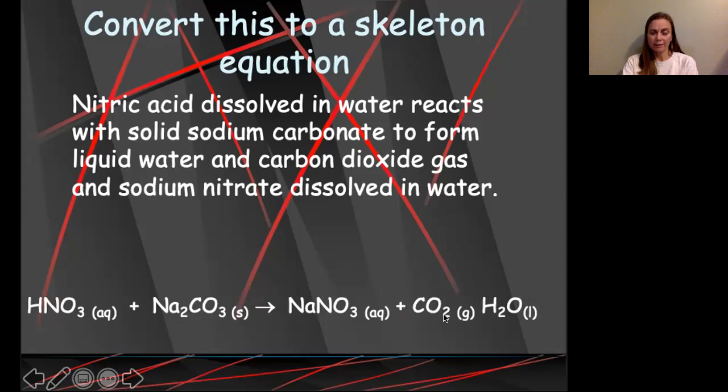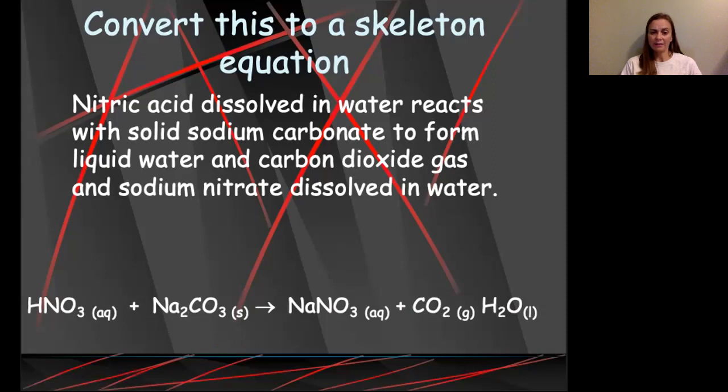And carbon dioxide gas, so carbon dioxide gas and liquid water. Oops, I'm missing a plus here. So plus liquid water, and we have a little L to designate that that is liquid water. So is this the whole reaction? Does something need to be added?